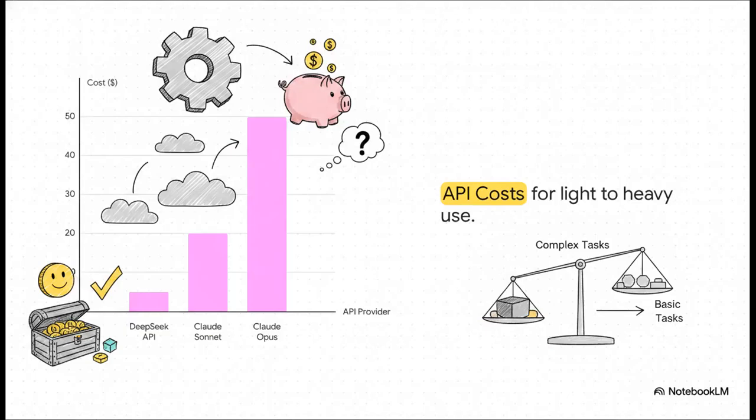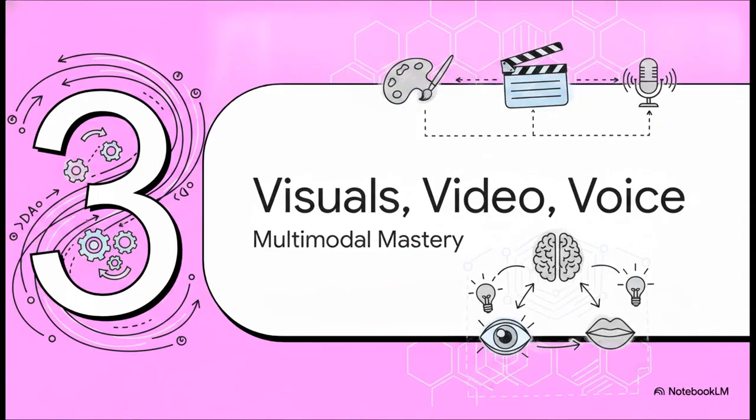And rotating these tools is absolutely vital for your budget. Look at it this way. If you tried to route all your heavy, complex tasks through a premium API like Claude Opus, your costs are going to skyrocket to $50 or more a month. But by mixing in generous free tiers for the basic stuff or tapping into incredibly cheap APIs like DeepSeek for coding, which can literally run you under $5 a month, you get top-tier results while keeping your wallet very, very happy. Let's keep moving to section 3, visuals, video, and voice, or what I like to call multimodal mastery.